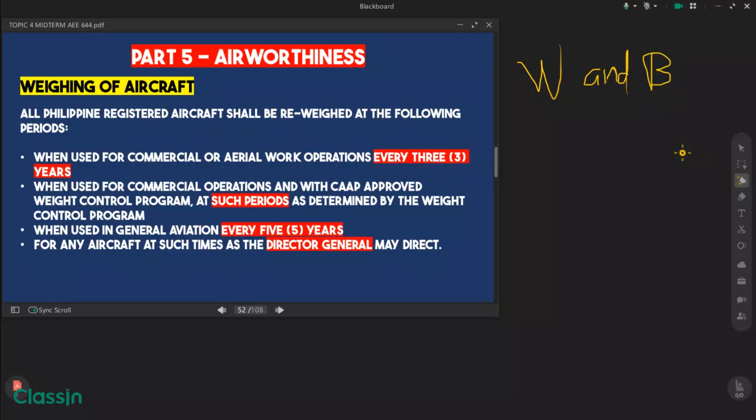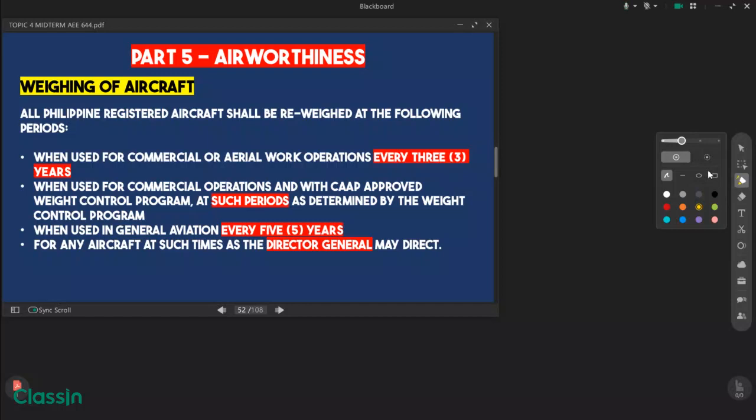So importante po kasi na magkaroon tayo ng weight and balance kasi the number one mission of an aircraft is to fly in steady level. Kasi pag hindi tayo steady level, may certain drag tayong pwedeng maramdaman. So dapat tama yung weight and balance natin para hindi rin mag-nose down or mag-nose up yung certain aircraft. Okay? Based on PCAR Part 5, Airworthiness. So, always remember, kapag ang eroplano ay ginamit for commercial or aerial work, kailangan po natin siyang i-reweigh every 3 years. Okay? Yun lang tandaan nyo.